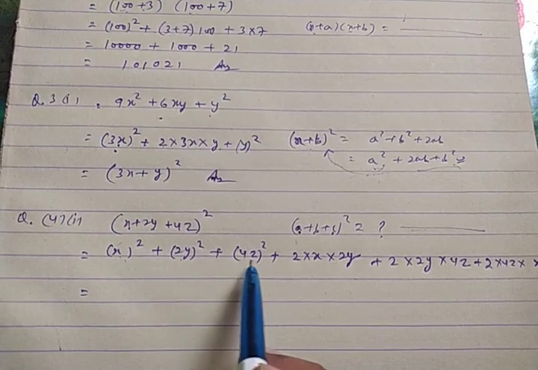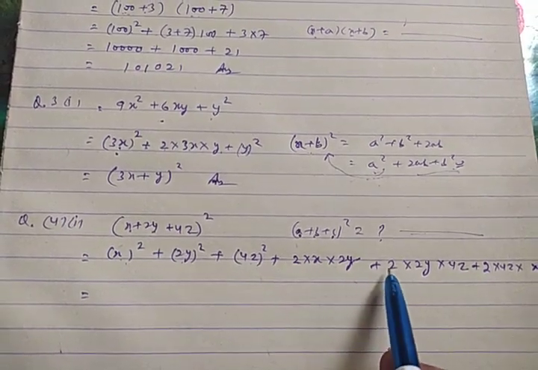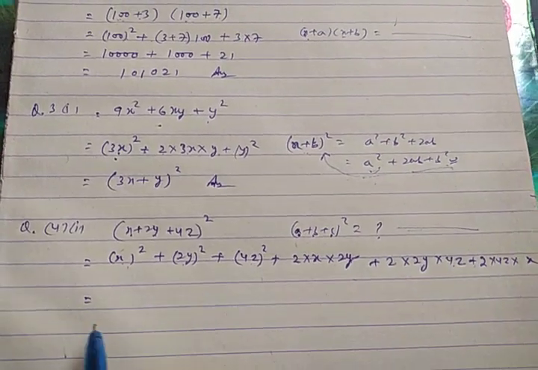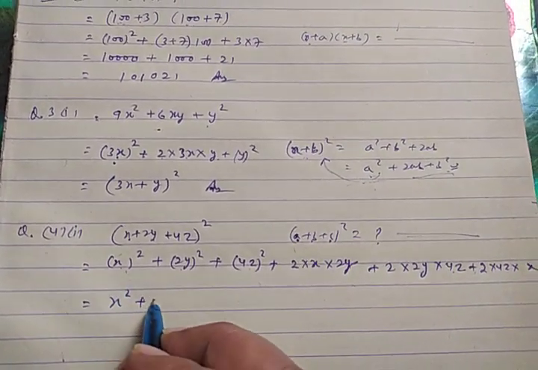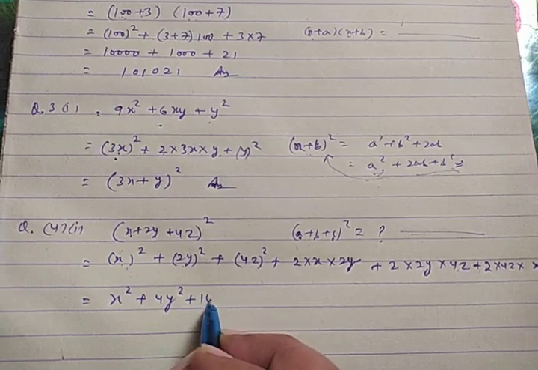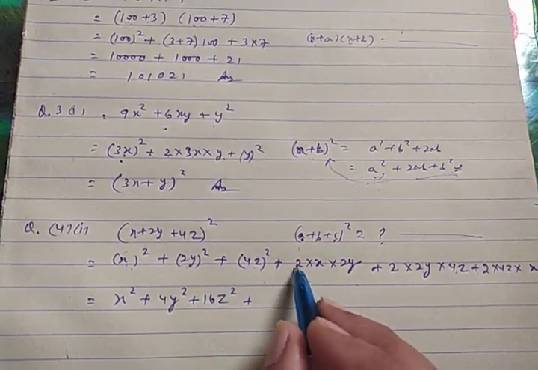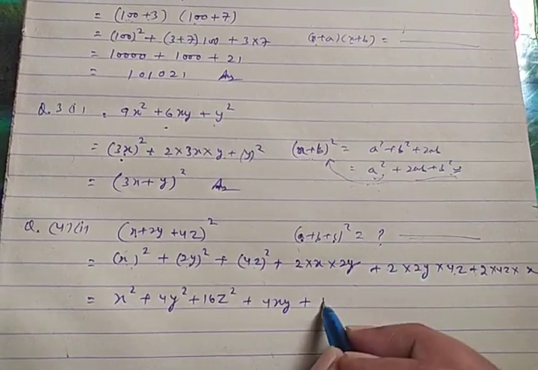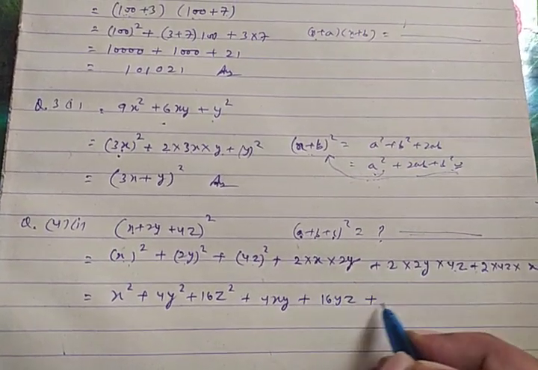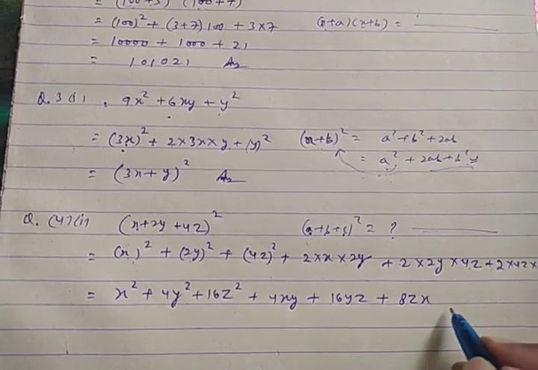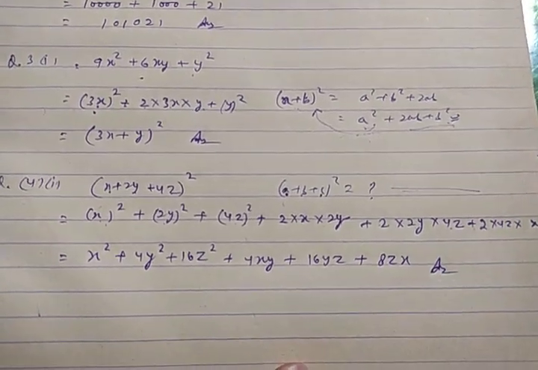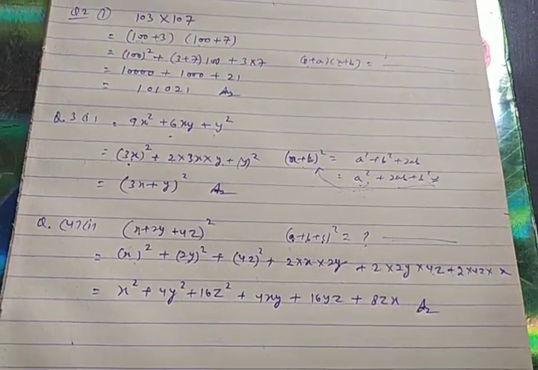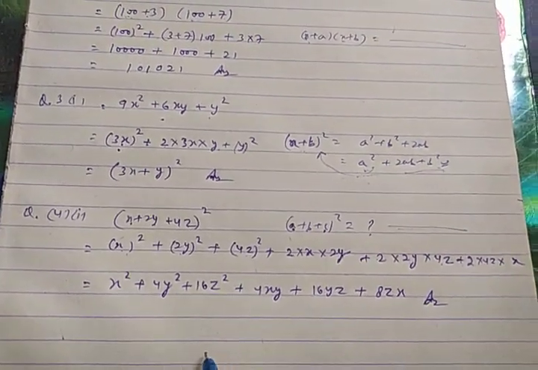a square plus b square plus c square plus 2ab plus 2bc, where bc means 2 into b into c. Now simplify this. x square plus 4y square plus 16z square plus 2 into 2 is 4xy plus 2 into 2 into 4 is 16yz plus 4 into 2 is 8zx. This is the formula.